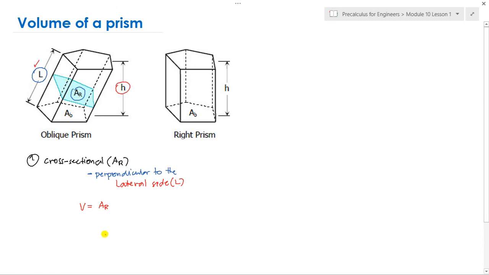So, if you are using the cross-sectional area, be sure to use also the lateral side. So, we're going to multiply this by L. So, mao na siya ang general formula for an oblique prism.